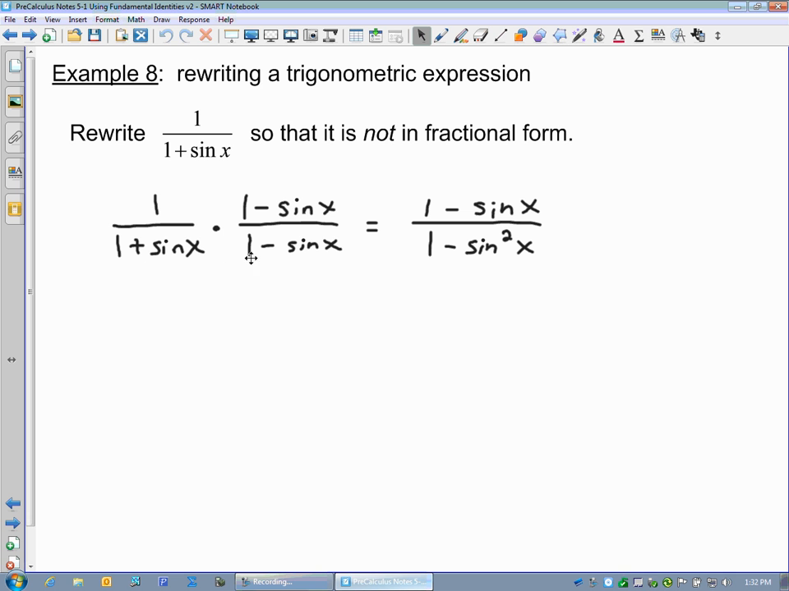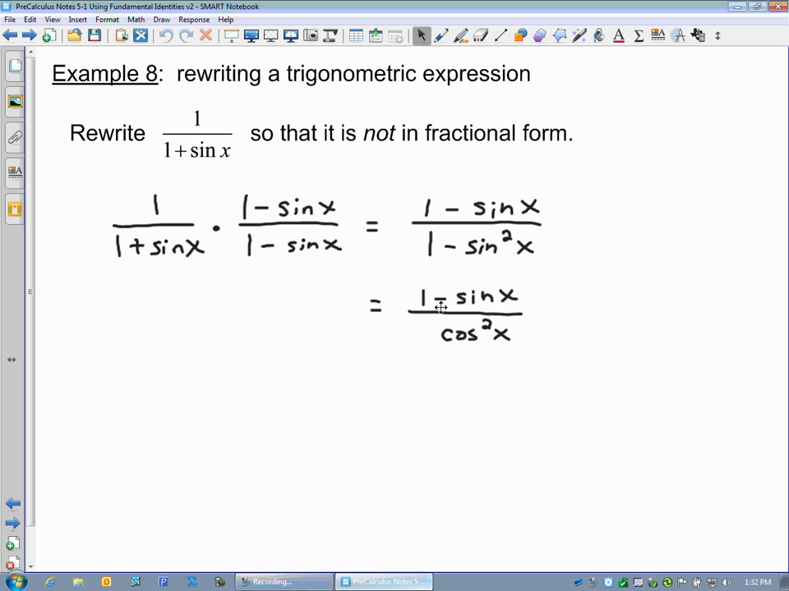So 1 plus sine x times 1 minus sine x, that's the pattern for difference of squares. So you end up with 1 minus sine x over 1 minus sine squared of x. And if you remember, 1 minus sine squared of x is cosine squared of x. There's our substitution.